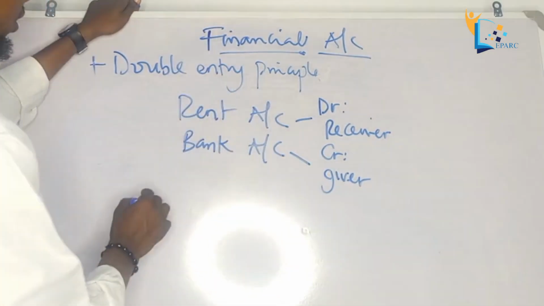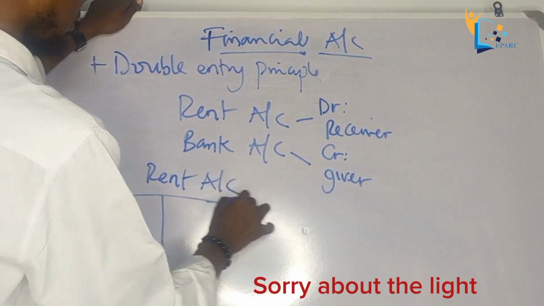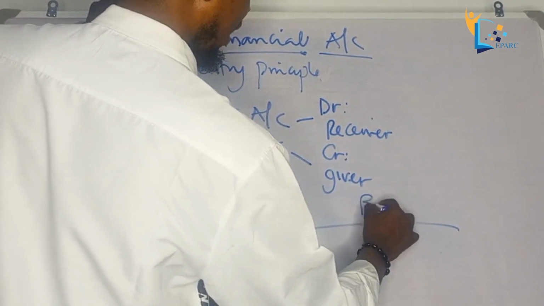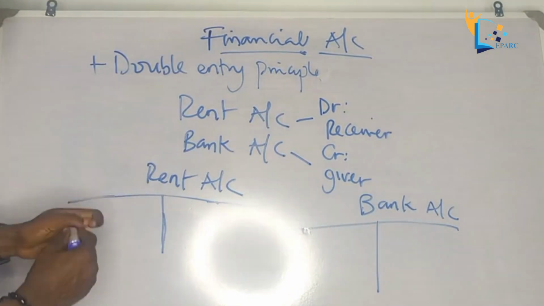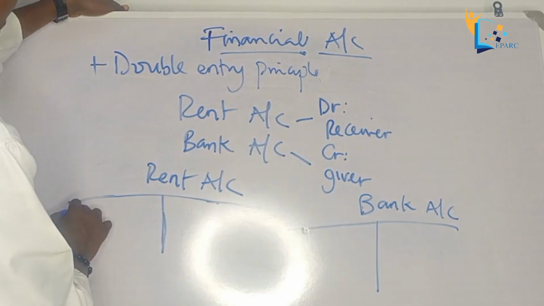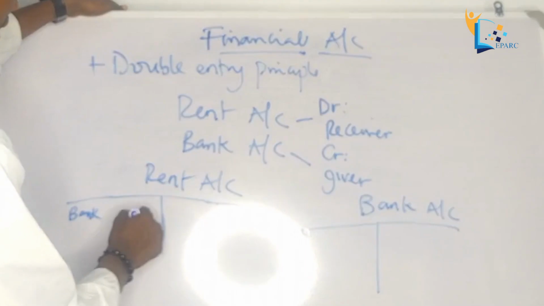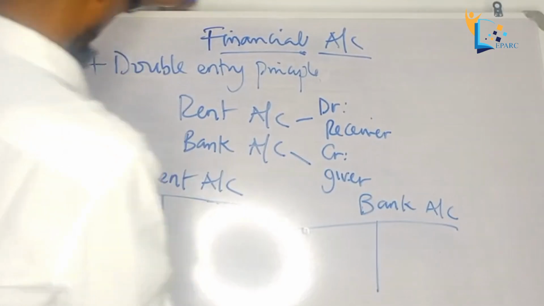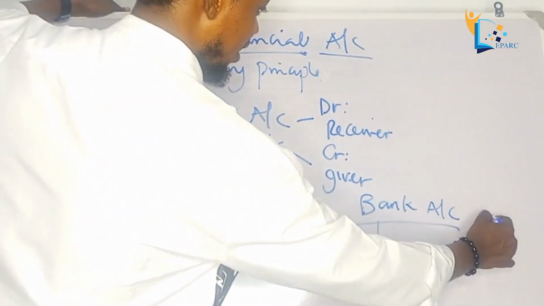So this is how you draft it out. This is your rent account, and this is your bank account. We are debiting the rent account, so you come here, the particulars will be bank, then the amount. Then you come to the bank account. This is the debit side and the credit side.